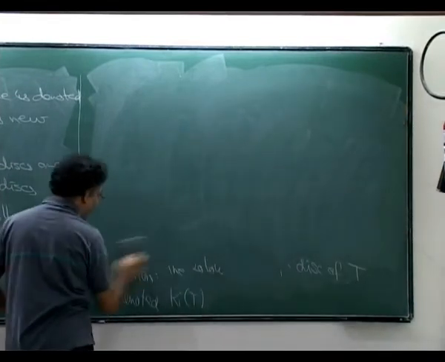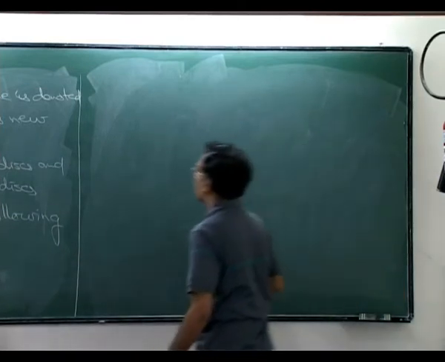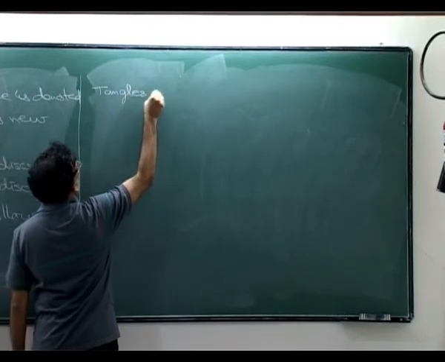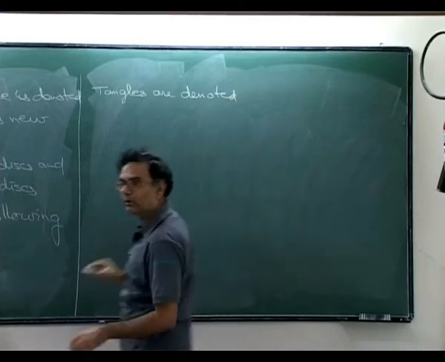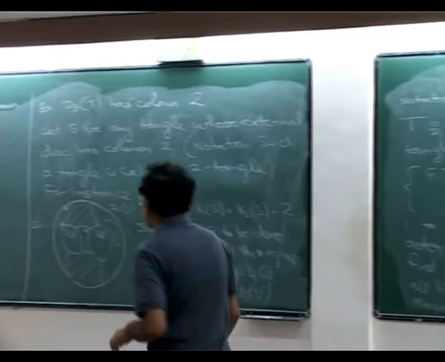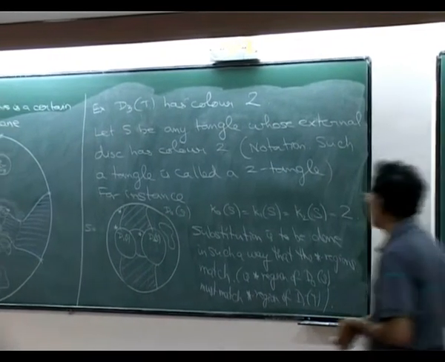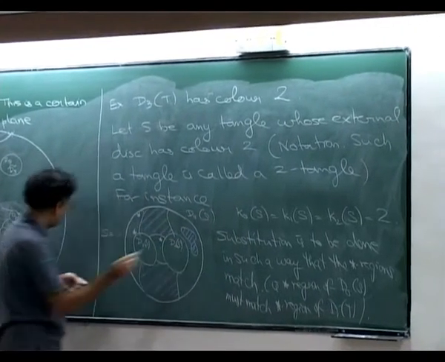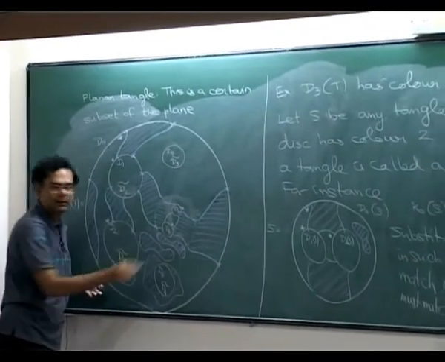Okay, so tangles called S and T. So tangles are denoted... It must be shaded. Actually, even in S, I think I didn't shade it because I added it later. This must be shaded this way. It must be shaded. Thank you. It has to be shaded.